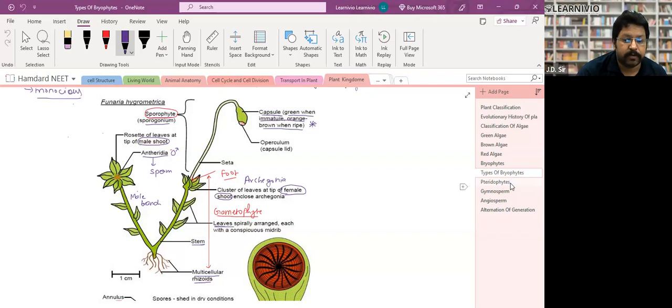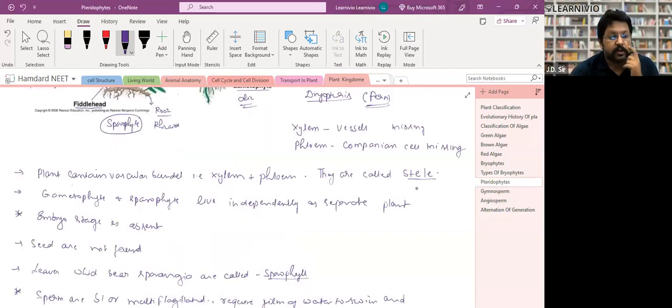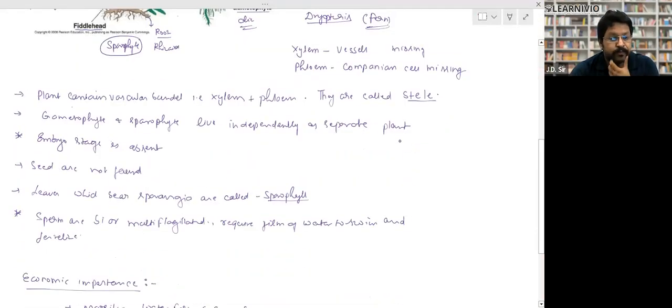Remember this statement always, it's very important. It's very basic statement, right? Don't forget. But if someone asks you what about the pteridophyte, relationship between gametophyte and sporophyte, no relationship. Both live independently. Both are different plant. Both make their own food, right? Next point. Seeds are not found.